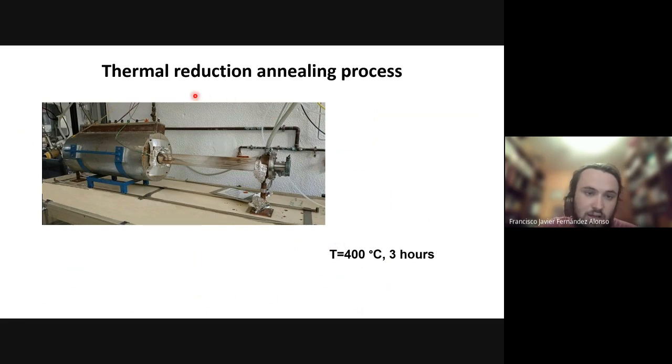And this method has the main disadvantage that it takes a lot of time, because you have to make vacuum, then introduce an inert atmosphere, then introduce argon and hydrogen, heat, etc. So it takes 6 or 7 hours. So it is not very suitable for industrial applications.